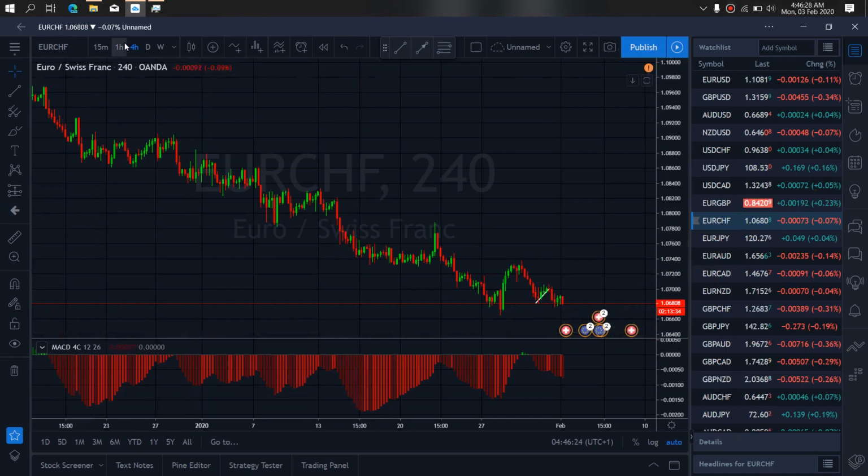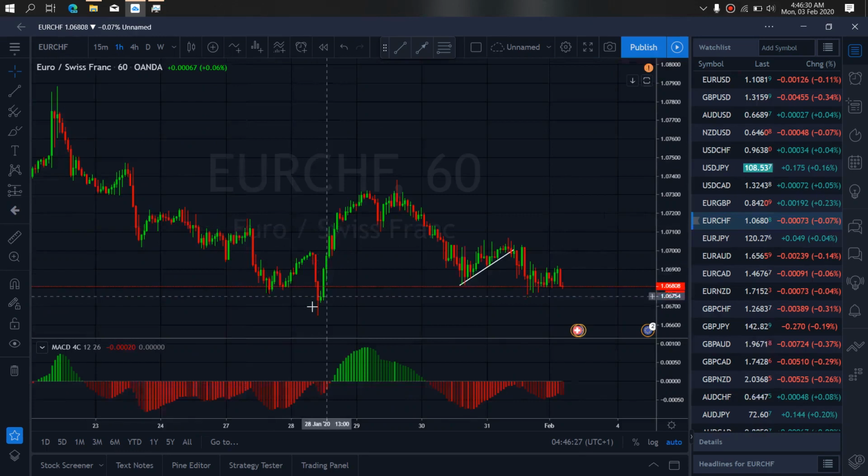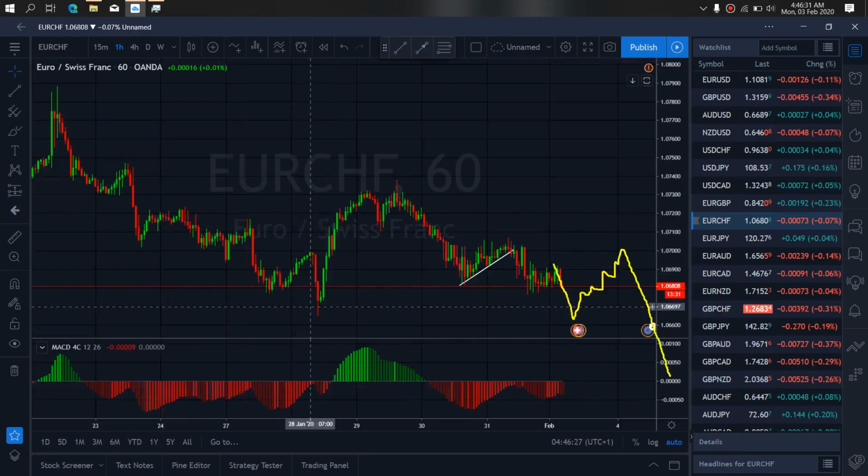upside. If we zoom to 1 hour, we also want to watch out for those buys. Right now, this correction is looking likely to develop in this way. Tag the low and then reverse with a buy setup to the upside this week on Euro Swiss. We want to watch out for this as it develops.